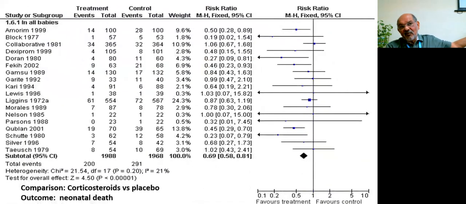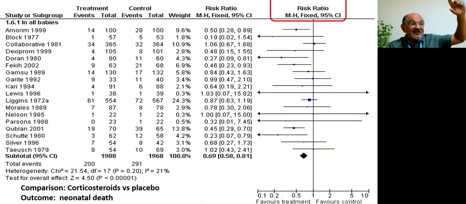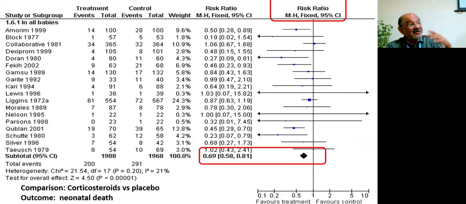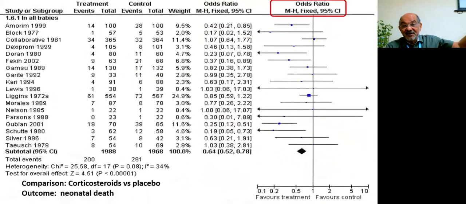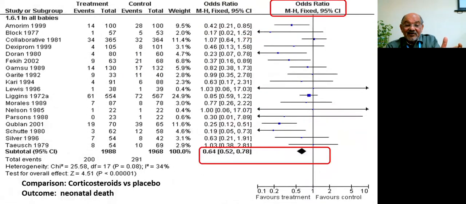Now, if you look at the forest plot of corticosteroid versus placebo, on the top here I have the risk ratio using a fixed effects Mantel-Haenszel method of pooling results. And it's 0.69, 0.58 to 0.81. That's a relative risk reduction. I can use odds ratios. Here, the odds ratios are slightly different, because these events are 200 out of 1,988 and so on.